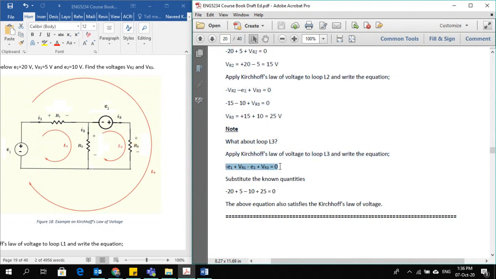So this is the equation for the outer loop. We are just doing it. This is not required in the question. We are just doing it to test Kirchhoff's voltage law, to check whether it really gives us a zero answer or not. Substitute all the values. E1 is 20, VR1 is 5, E2 is 10, and VR3 is 25. When you add all of these, the answer will be 0. So the above equation satisfies Kirchhoff's voltage law.